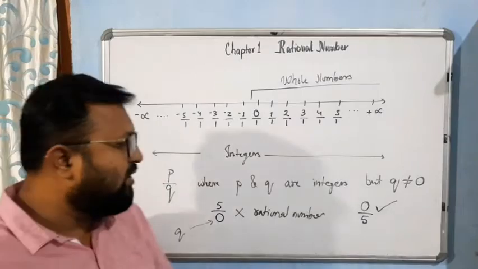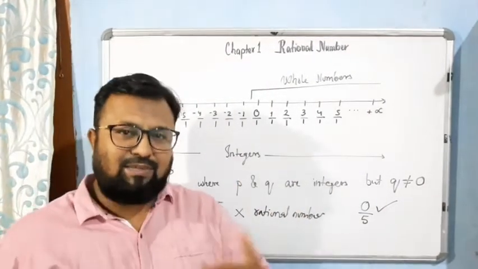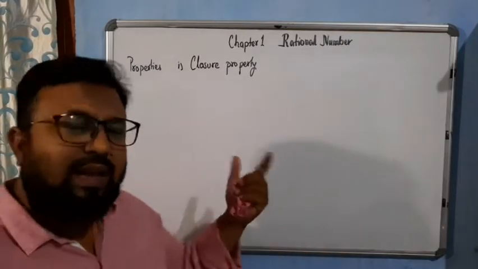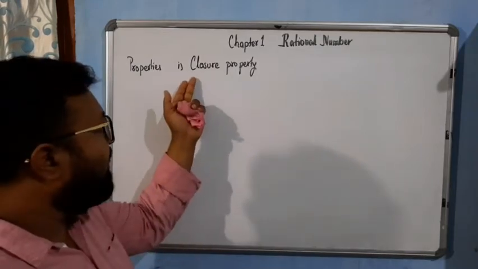So I hope you have understood this part, and we will talk about some properties of this one. Let's come to the next topic. Now come to the next topic, properties of the rational number. First we will deal with the closure property.